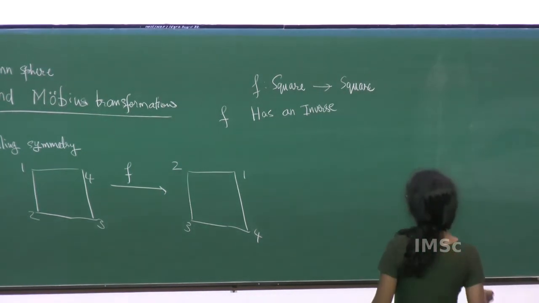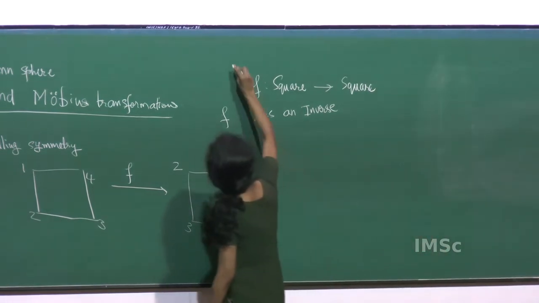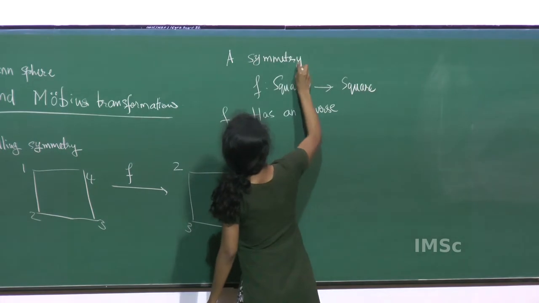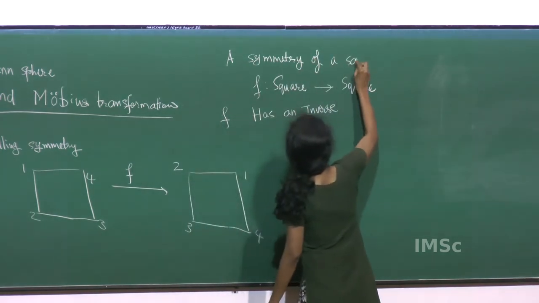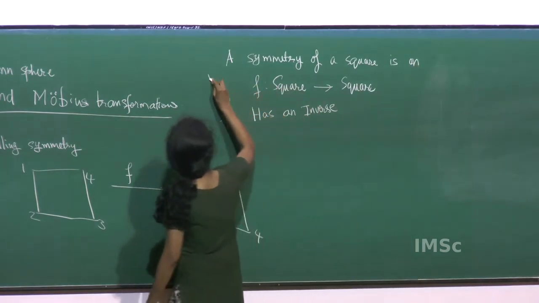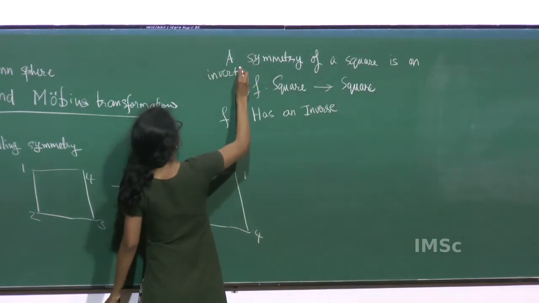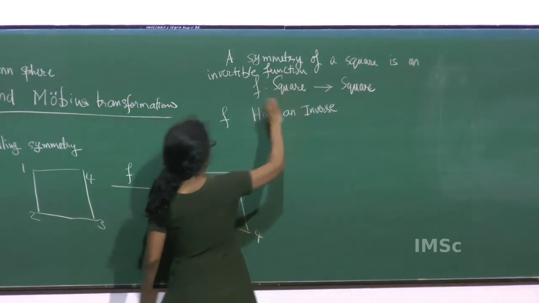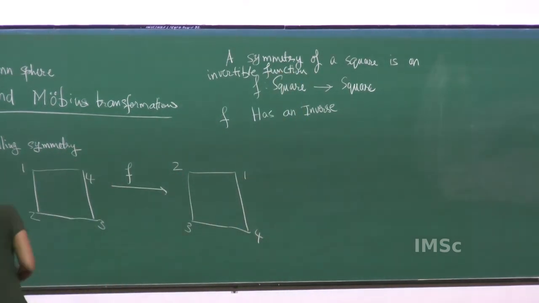Now, let me write this down. A symmetry of a square is an invertible function f going from a square to a square.